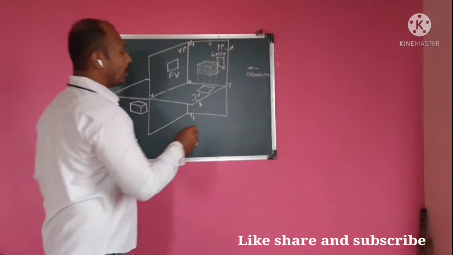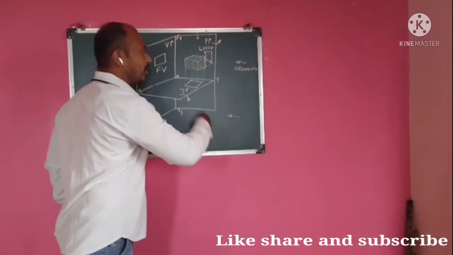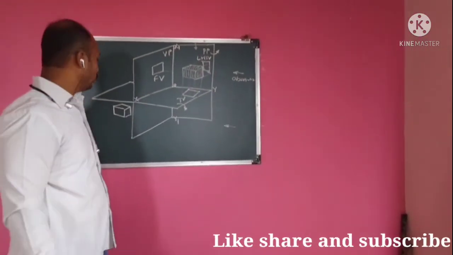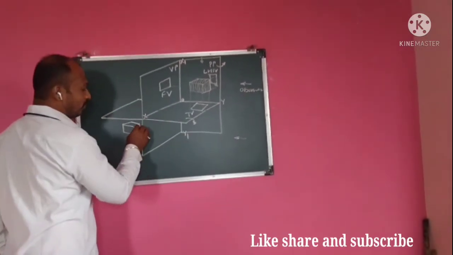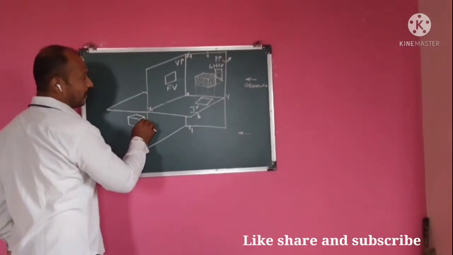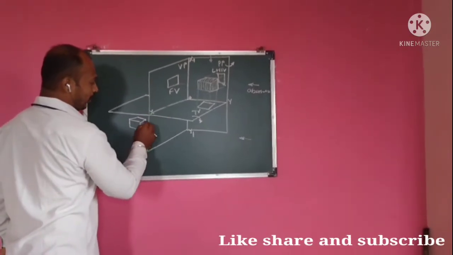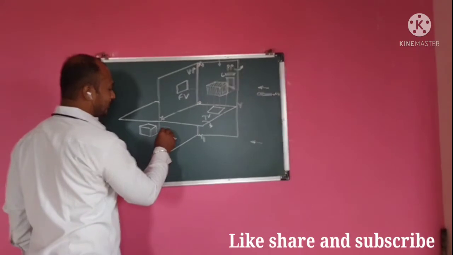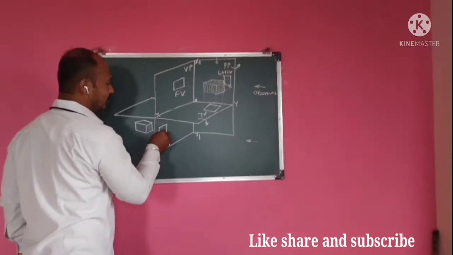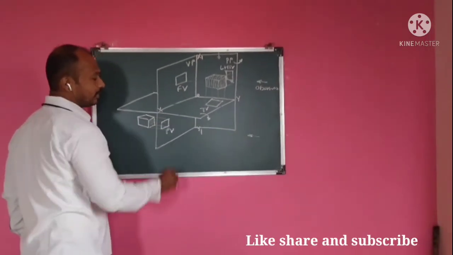Right. Now again the observer is on this side. Observer is always on this side, as I told you. So when you are looking from this side, this is the front view, but we are going to draw the front view on the VP. So on the VP, its front view will appear like this. So this is the front view of this object.